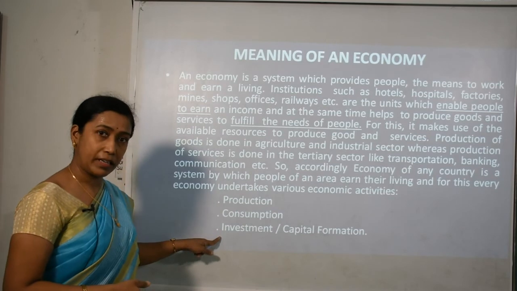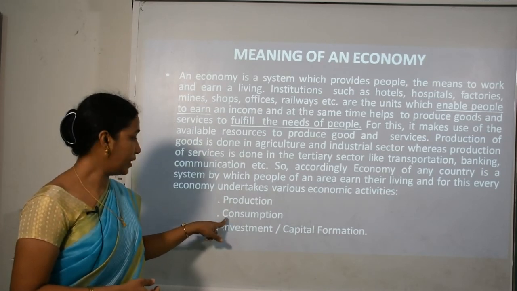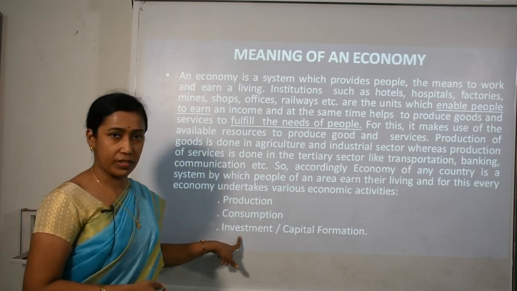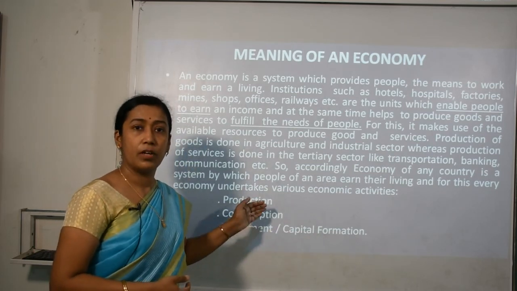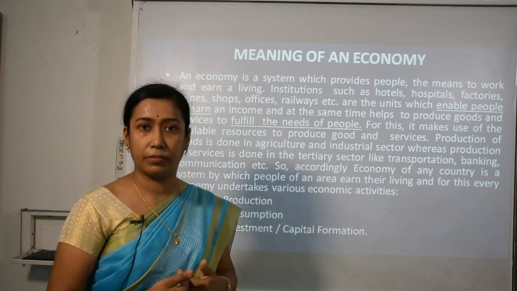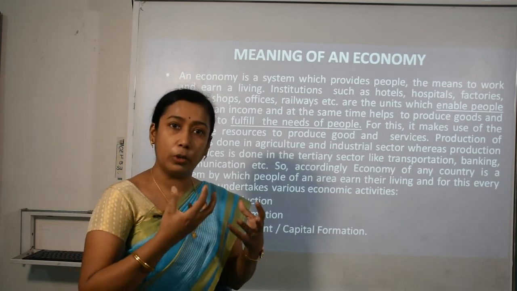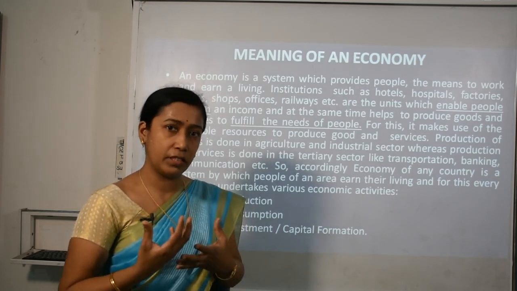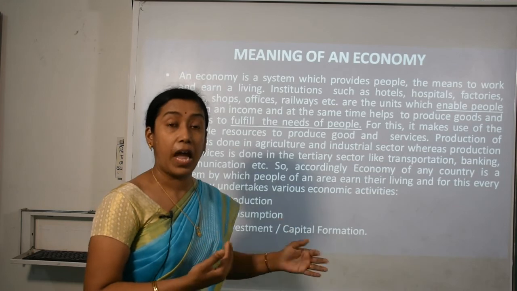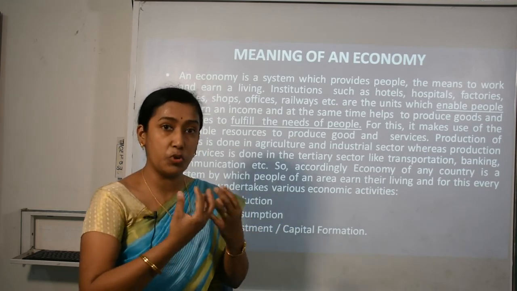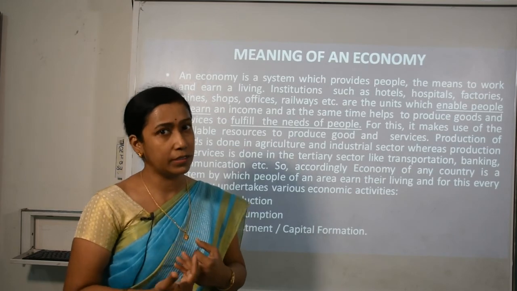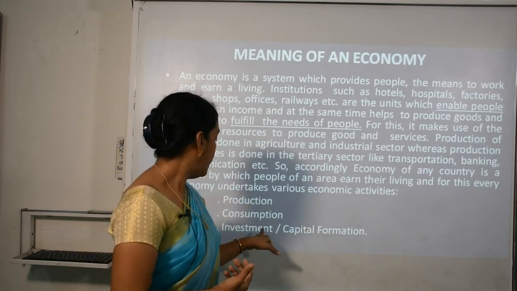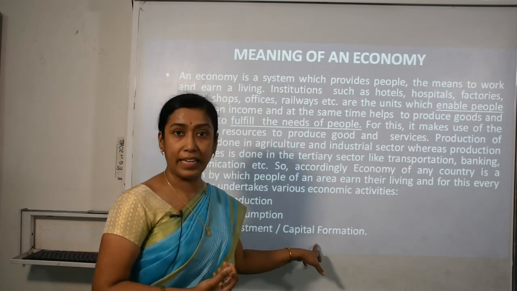So these economic activities are production, consumption and investment, or we can call it capital formation. When we say production, it means production of goods and services, where we produce goods, that is products, and services. Consumption means as a consumer, if I am consuming or using certain services or goods, that is consumption. Okay. When we say investment, that is capital formation.